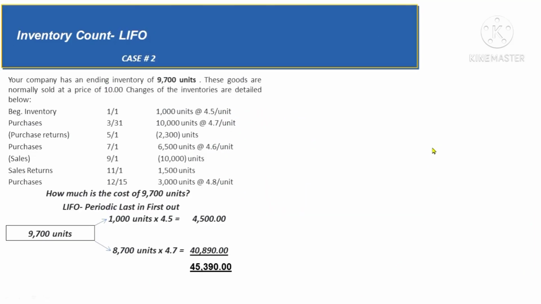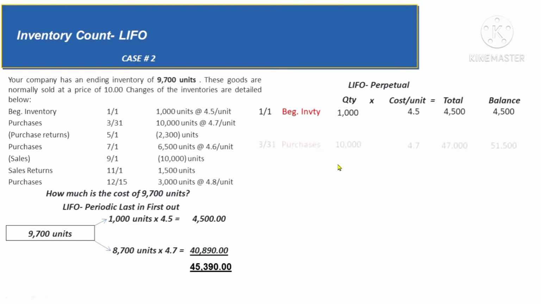So let's proceed to LIFO perpetual and let's start with the beginning inventory, which is 1,000 units times the 4.5 per unit. So we will have a balance and a running balance of 4,500. Now, let's go to the 3/31 purchase, which is 10,000 units times 4.7. We have a total of 47,000 and the running balance is now 51,500.